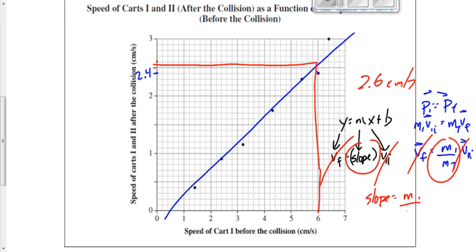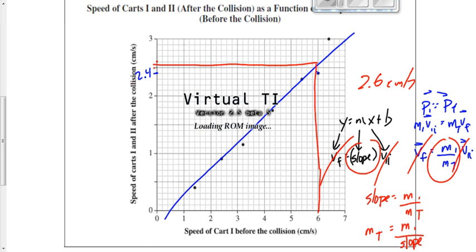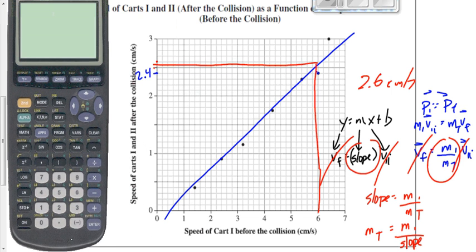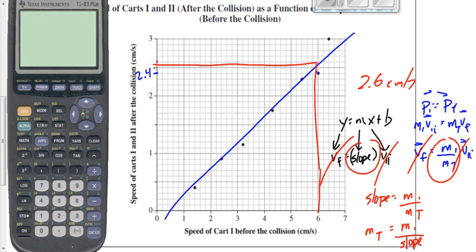If we want to find the total mass, then all we're going to do is take the first mass and divide it by the slope. The first mass is 1.54 kilograms. We don't know what the slope is. So let's do this together on our calculators, okay? Everybody pull out your calculator, and let's go through this process.